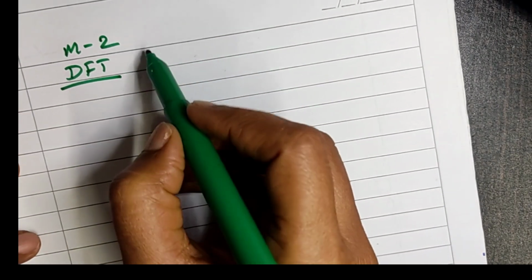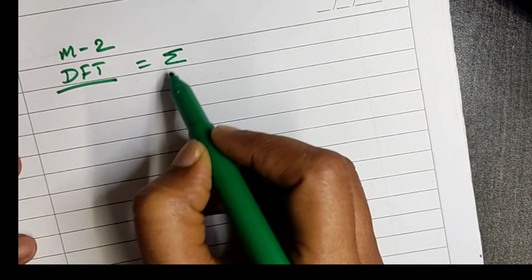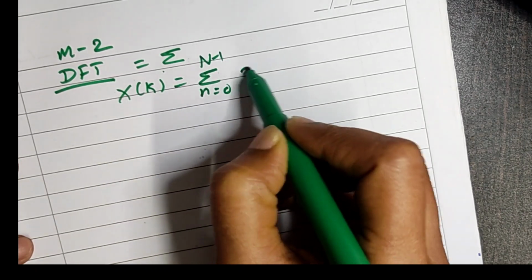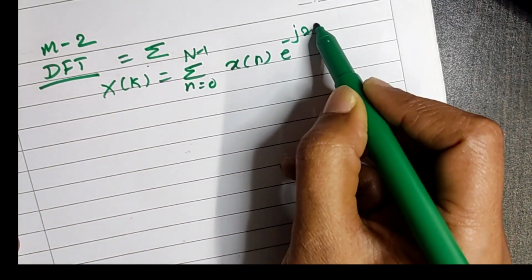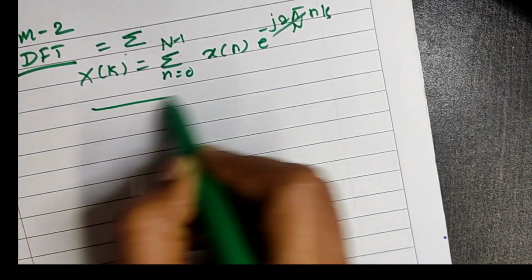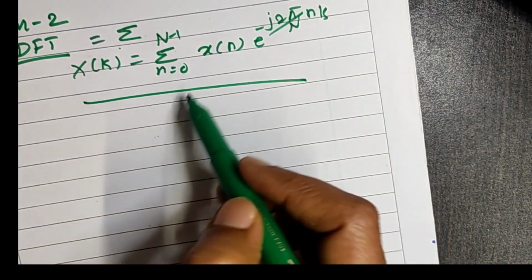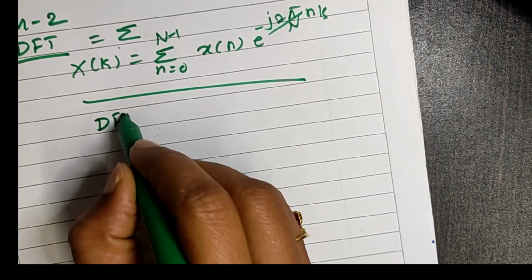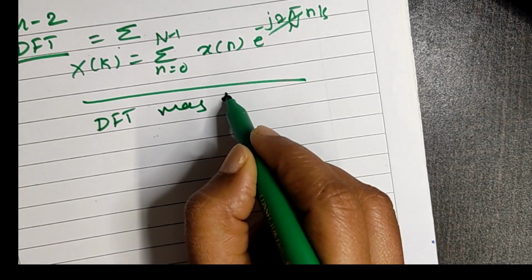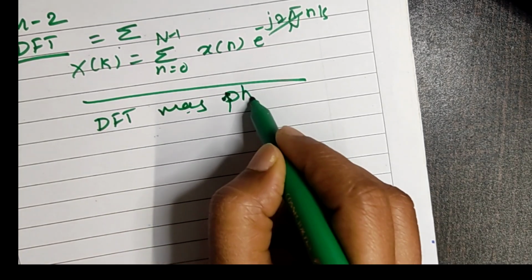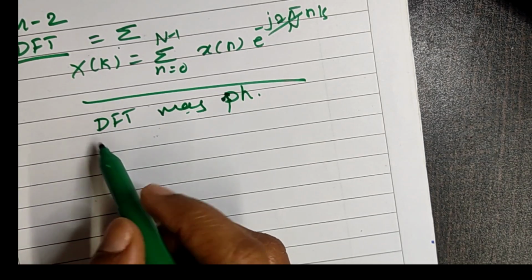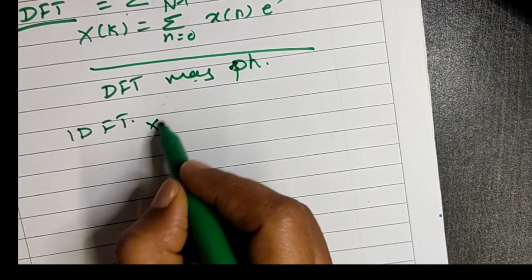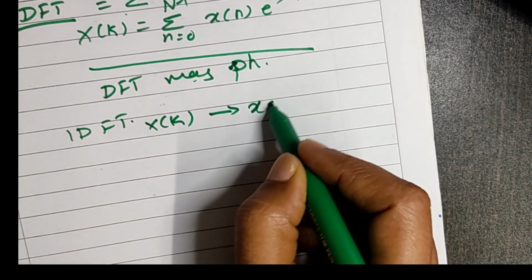Okay, discrete Fourier transform. We have a formula for this: X of k is equal to the summation of n equals 0 to N minus 1 of x of n into e raised to minus j 2 pi by N into nk. So this formula we have, and all the problems will be related to this only. Here we can find the DFT and find the magnitude spectra and phase angle also. And next we have IDFT as well, inverse discrete Fourier transform, where X of k will be known and we have to calculate x of n.